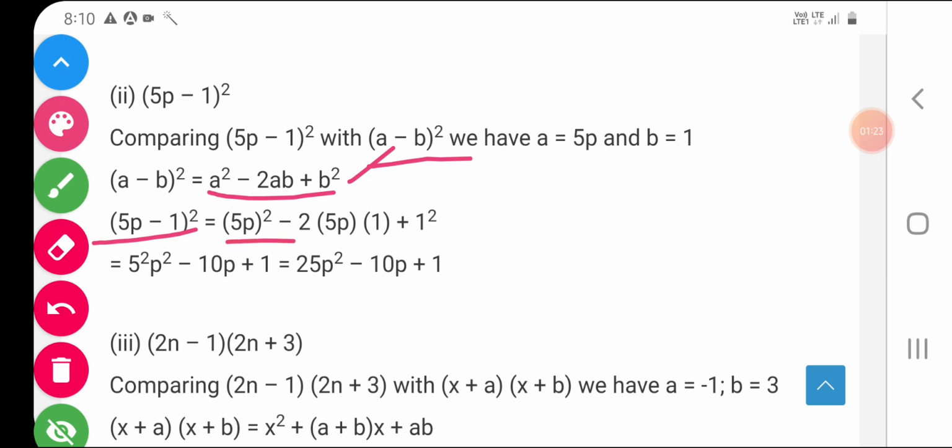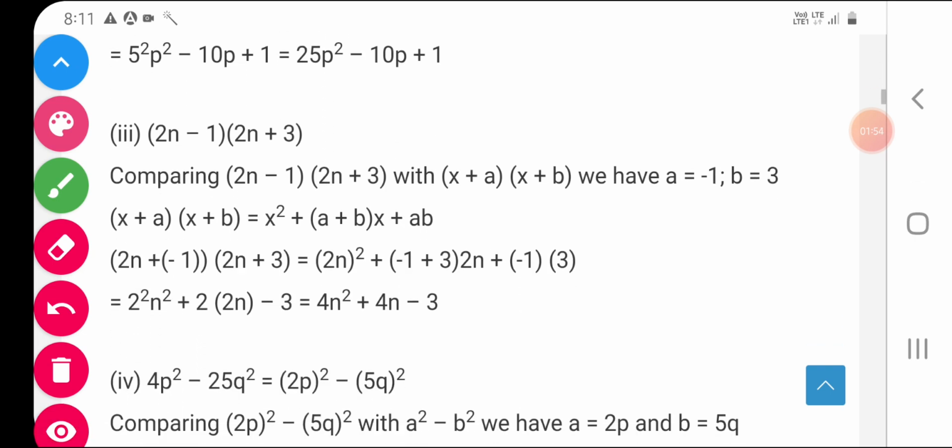A square is nothing but (5p) the whole square, minus 2 into a (5p) into b (1), plus b square, 1 square. Now (5p) the whole square is nothing but 5 square p square, minus 2 into 5 is 10, 10 into 1 again 10. P is a variable. So minus 10p plus 1 square value 1. Now 5 square value 25. So 25p square minus 10p plus 1 is our final answer.